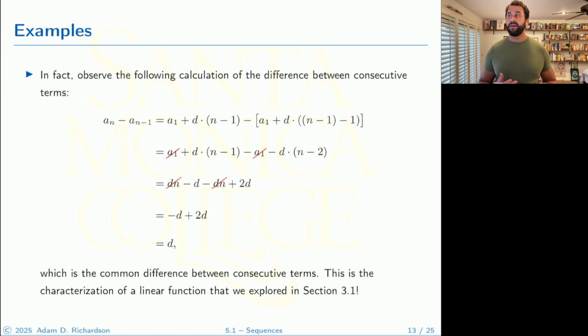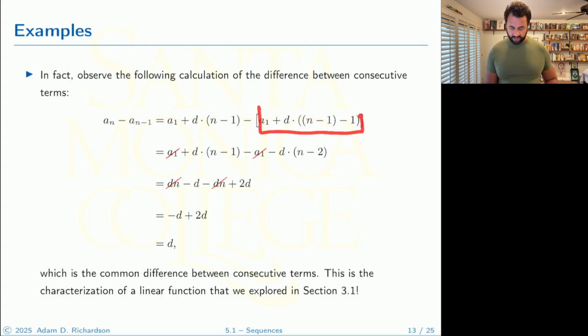Okay, another cool result. If you remember, what was the characterization of a linear function? Remember, it was that the consecutive outputs had to have a common difference, where if you took the next term and subtracted it from the previous term, you would always get the same number, and that number was the slope. Well, check out this calculation. Let's just look at the difference between two consecutive terms of this sequence, a sub n and a sub n minus 1.